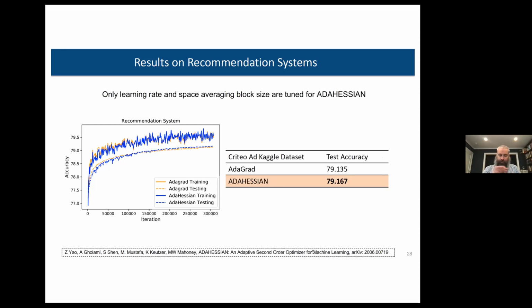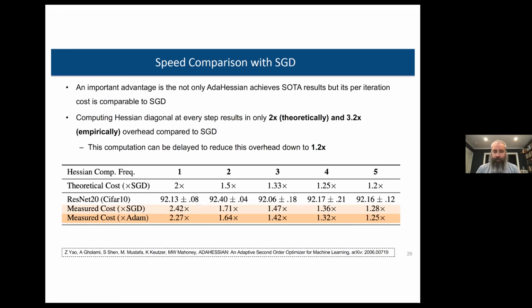So computer vision, NLP, and recommendation systems, with fiddling just the 2 knobs, not all those complicated equations, 3 different optimizers, lots of other stuff. We were able to match every one of those 3 without extensive hyperparameter tuning that way. So I want to talk about the speed comparison.